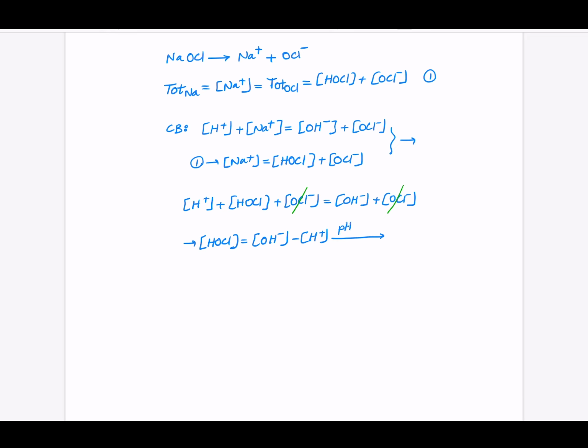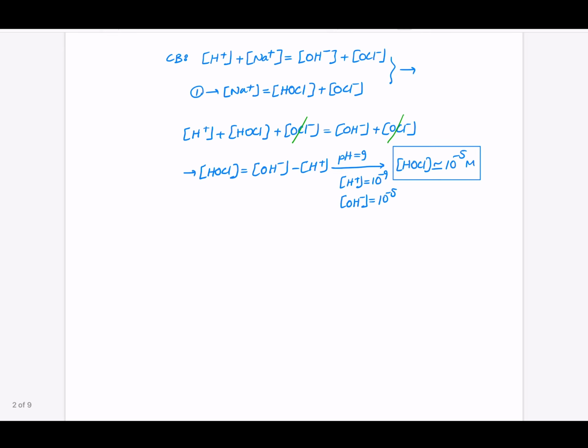So pH is at 9. So the H plus would be 10 to the minus 9, and obviously OH minus would be 10 to the minus 5. Then the concentration of HOCl would be almost 10 to the minus 5. So last time we first calculated OCl minus, and then using the equilibrium constant, we related it to HOCl, but now we're doing basically the opposite.